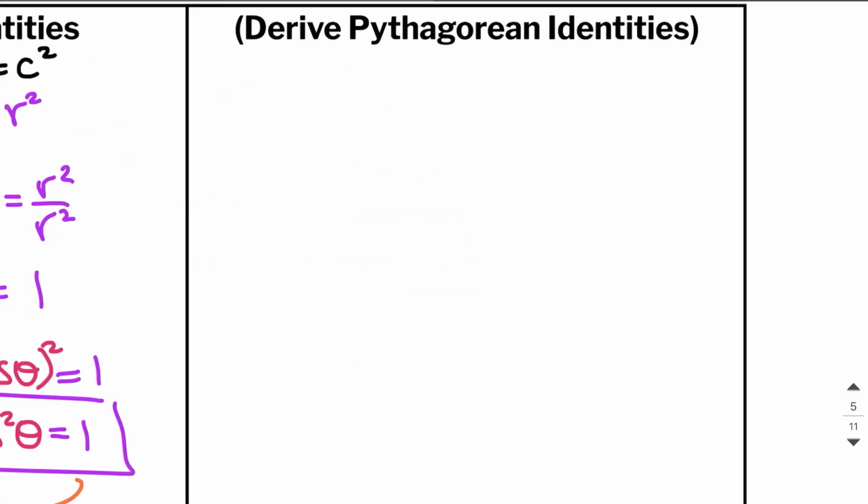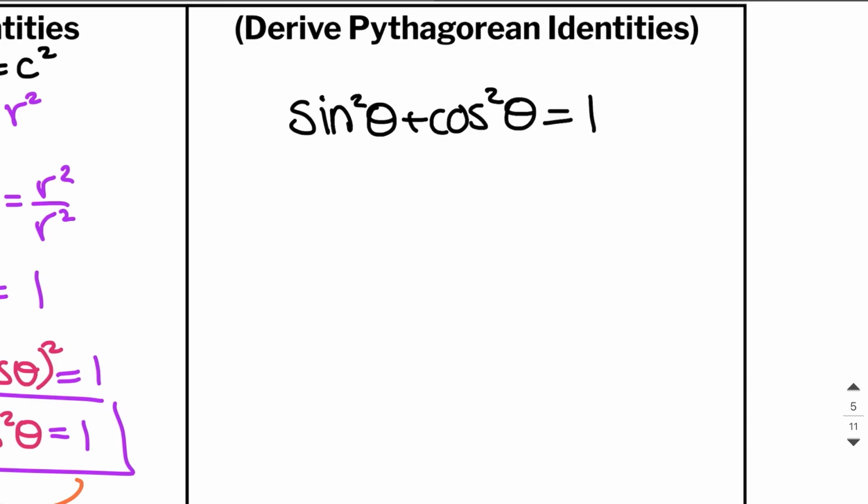Now, we have two other Pythagorean identities that we can derive. To be honest, you really only need to know one. Well, I guess you don't need to know any of them since they're on your formula sheet. But let's say you want to figure out what the other identities are. It's all based on sine squared plus cosine squared theta equals 1. So one option that we have right here is to divide everything by sine squared theta.